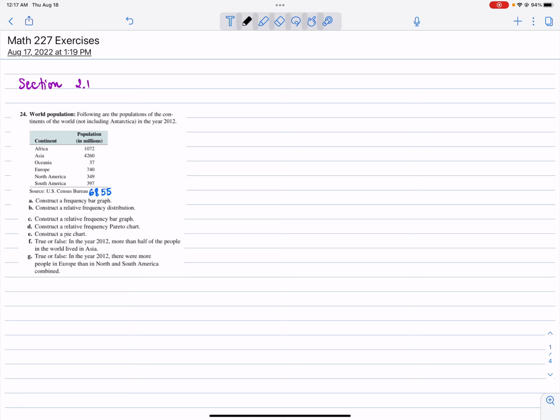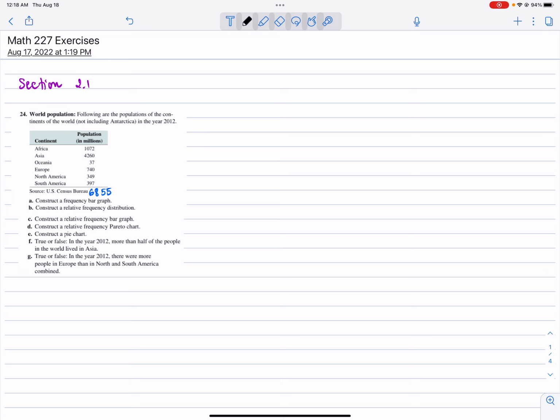Section 2.1, number 24, World Population. The table shows us the population in millions of each continent. The total number is 6,855 in millions, and this is the data in year 2012.